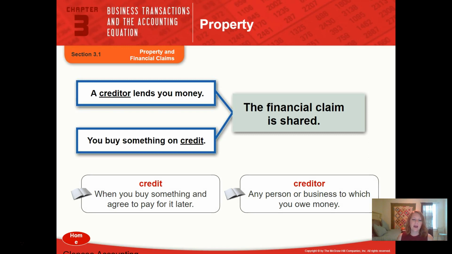So credit is when you buy something and agree to pay for it later. It's when they lend you money, and the creditor is any person or business to whom you owe money. So again, in my example, the bank would be the creditor. It could also be the business that I bought the tables from. I can finance through them. It could be a credit card. So there's lots of different creditors out there.